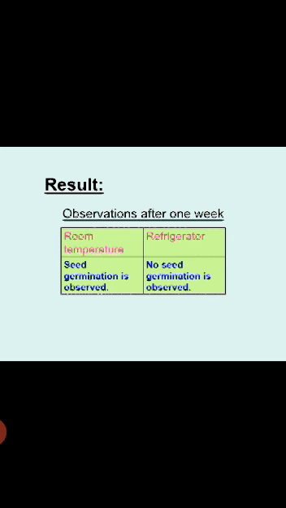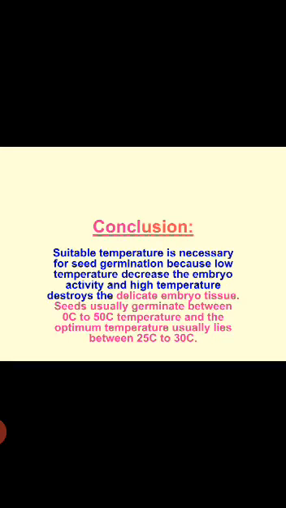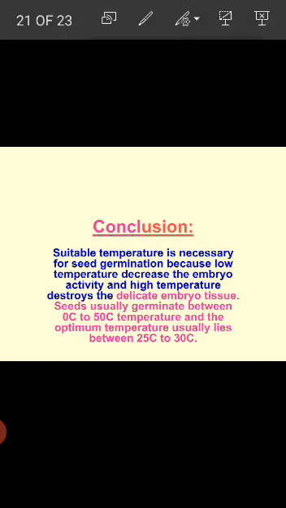The observation after 1 week is that in the beaker labeled room temperature, seed germination is observed, and in the beaker labeled refrigerator, no seed germination is observed. So the end result is that suitable temperature is necessary for seed germination, because low temperature decreases the embryo activity and high temperature destroys the delicate embryo tissue.